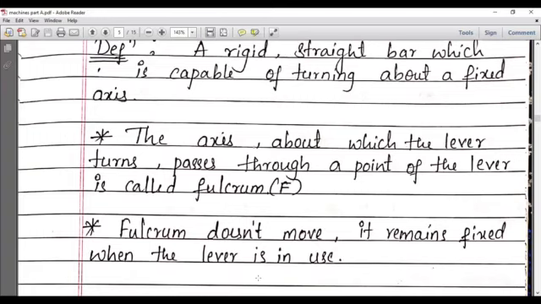The axis about which the lever turns passes through a point of lever which is called fulcrum. There will be a point about which the lever turns, and that is known as fulcrum. It is generally marked by the letter F. Fulcrum is represented by the letter F. This point does not move but remains fixed when the lever is in use. When we use lever, what happens? Fulcrum does not move. Fulcrum remains fixed when the lever is in use.